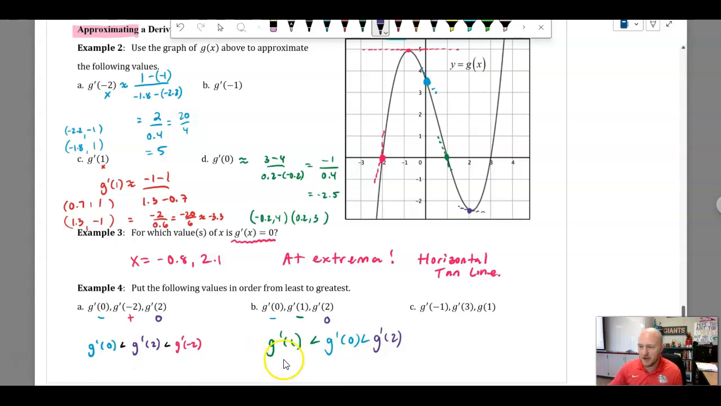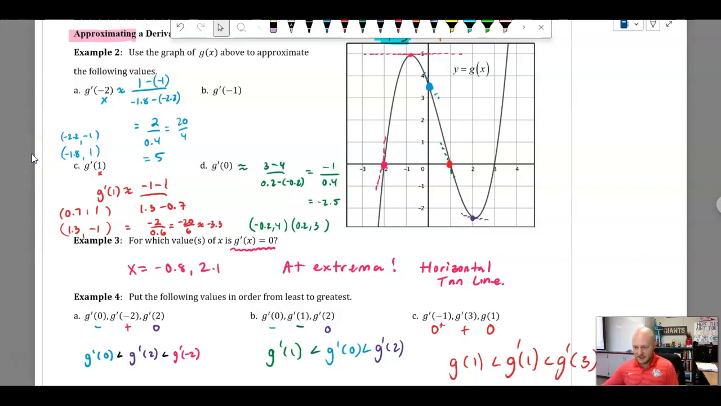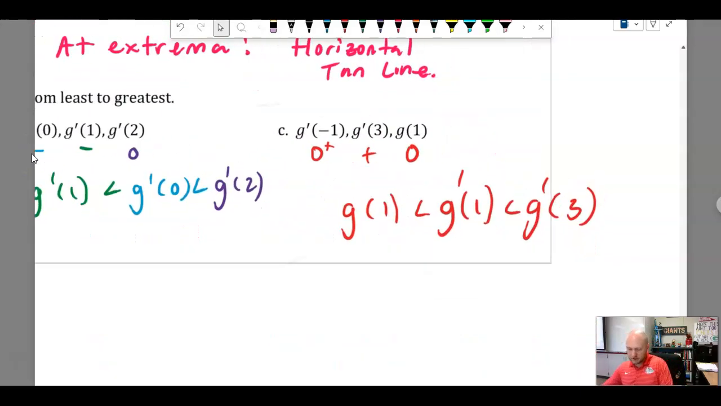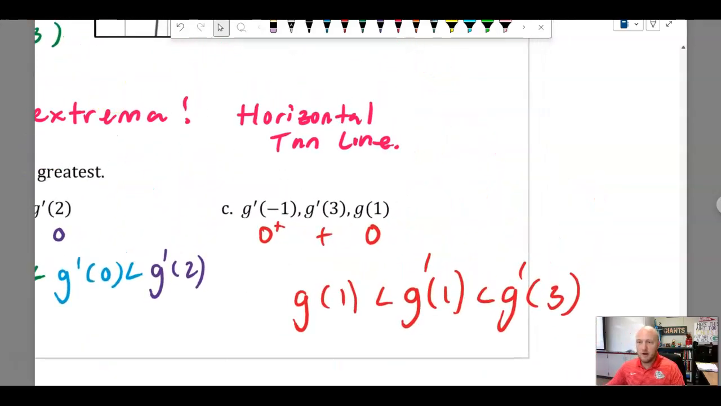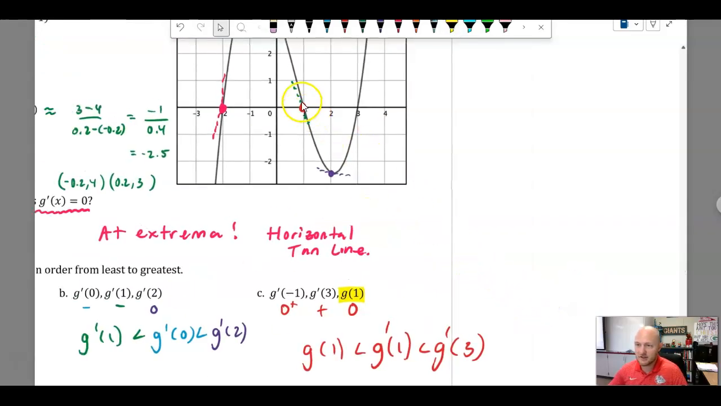So go ahead, pause me. I want you guys to try C here. So try C on your own. All right, and then here is the solution to this one. This one had a curveball, which is a very good curveball. Is g of 1 is a point. I know that the slope at 1 is negative, but they want the point, the function value. The function value is 0. So that's going to be your lowest.